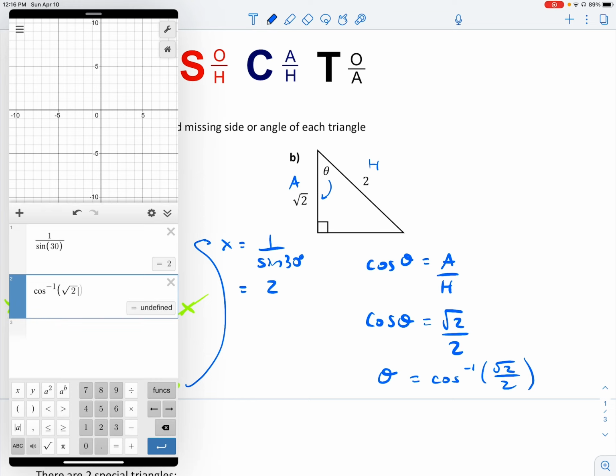Make sure your denominator is not in the root. Okay, and we have 45 degrees. So there we have it. We just use one of the trig ratios to find the missing angle.